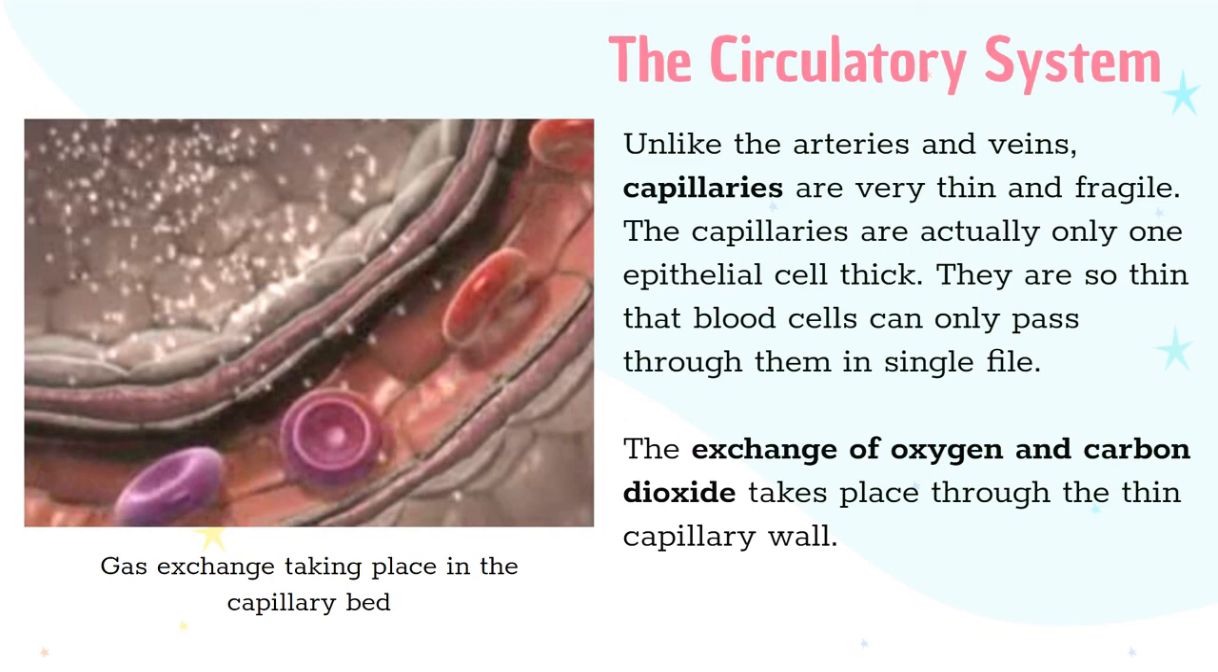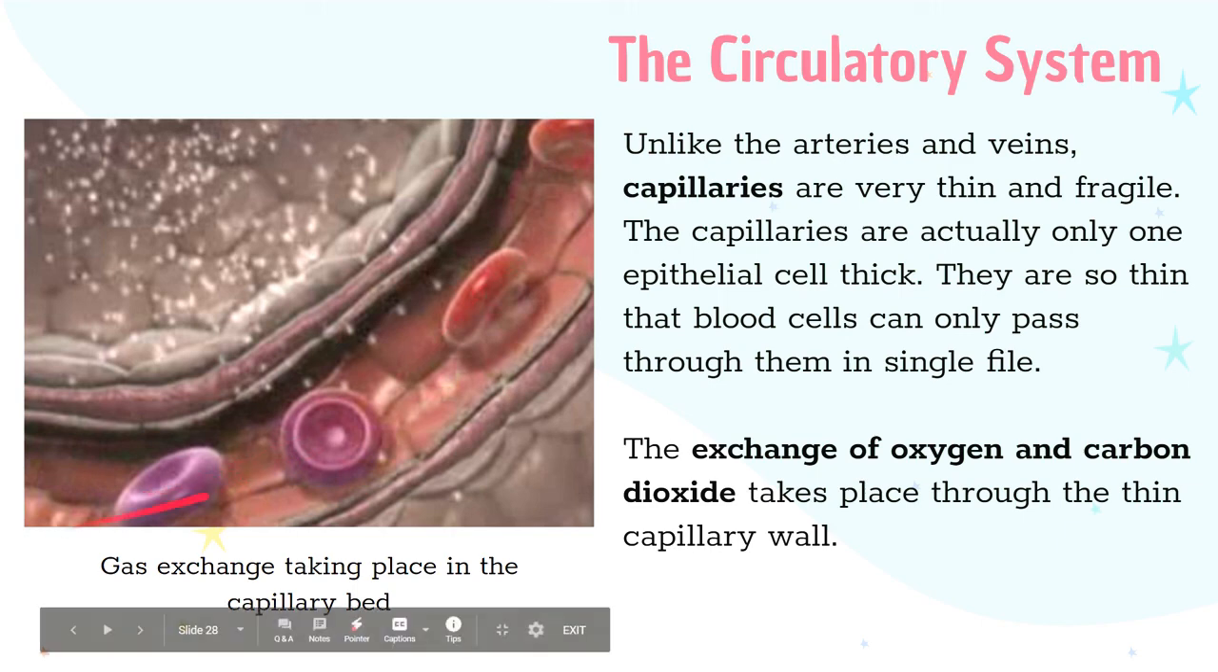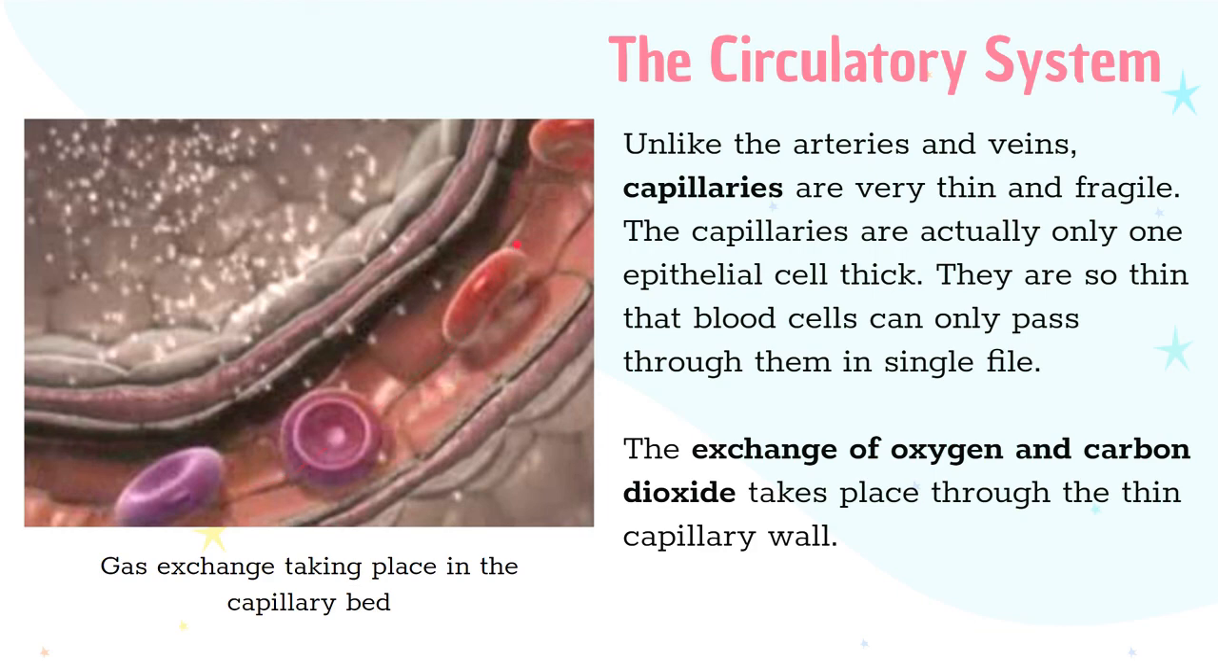The last type of blood vessels are called capillaries. Unlike the arteries and veins, they are very thin and very fragile. They are so thin that the red blood cells can only pass through in single file. They have to line up and squeeze through. They're only one epithelial cell thick, so the blood cells can pass through them in a single file.